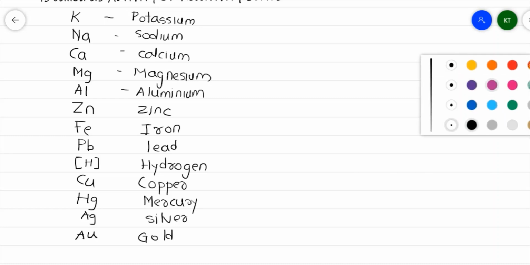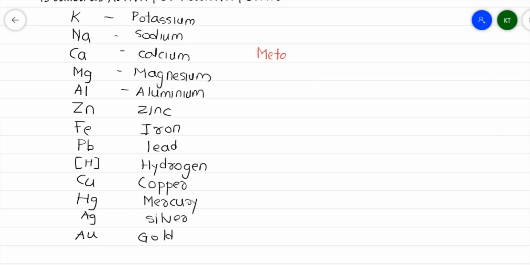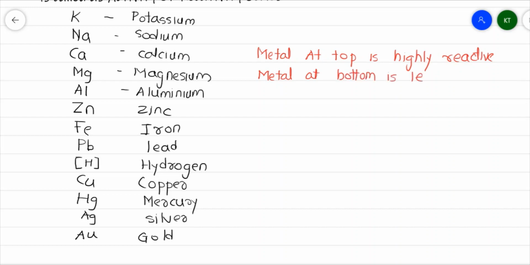So the metal at the top is highly reactive, and the metal at the bottom is least reactive.